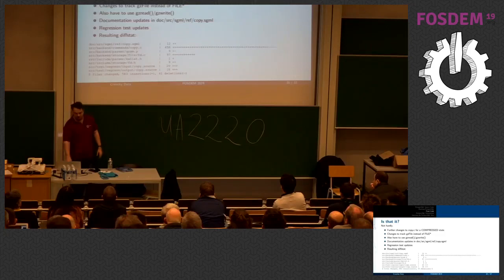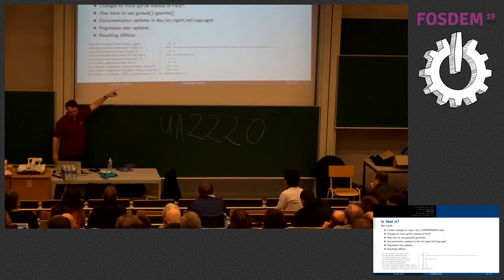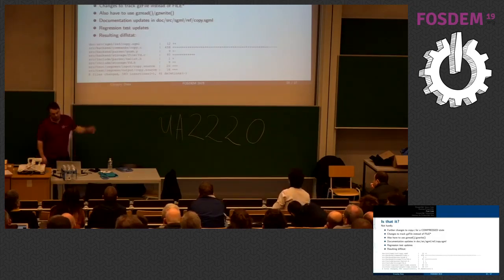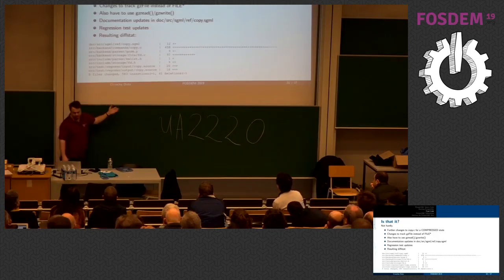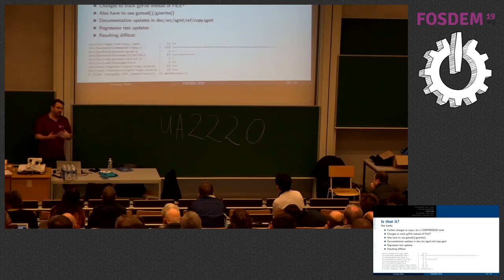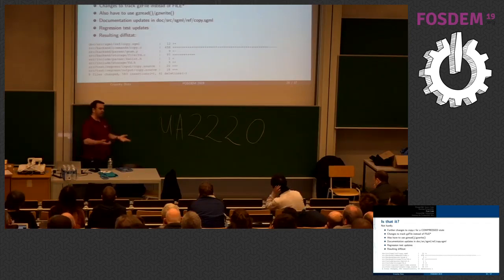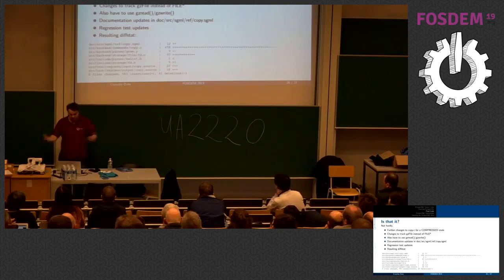So is that all you have to do? No, there's a lot of stuff. This is the actual diff stat from when I wrote this feature, right? So this included having to track gz file. When you're working with gzipped files, you have to track gz file stars instead of file stars. That's a libz thing. And then you have to use gz read and gz write. So I had to make changes to parts of the system to address that.